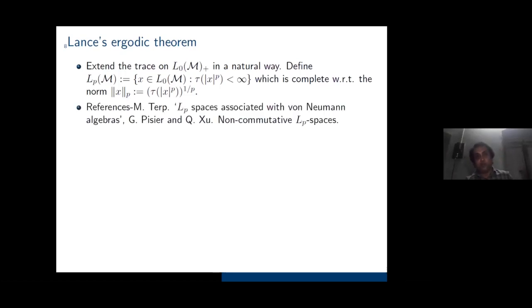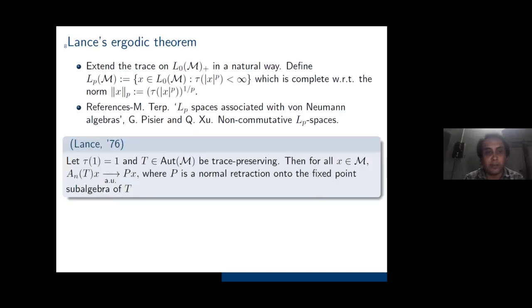So, two good references. One is Lp spaces associated with von Neumann algebras by Pisier and Xu, and one is the lecture notes by Terp, and another is the book of Pisier and Xu on non-commutative Lp spaces. There are other ways in which you can define non-commutative Lp spaces, and all those are in Terp's book. Even if you don't have a trace, you can define a non-commutative Lp space using some techniques, some definitions of Haagerup, but I don't need that.